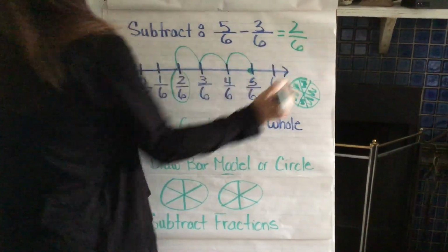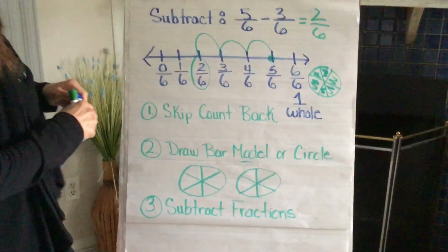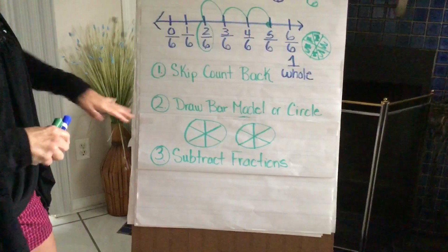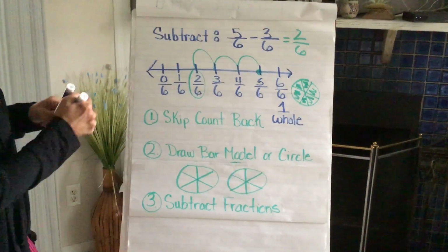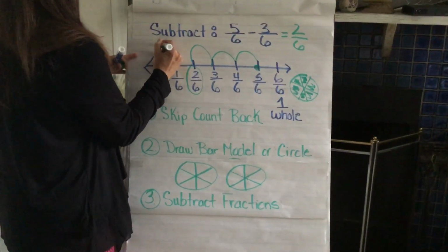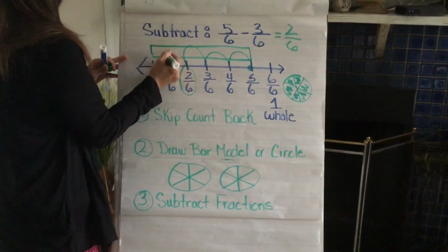Blaine, I know you're going to like this because you were always drawing number lines in class when we did show a way that you could do it. Next, you can do a bar model or a circle. So a bar model is kind of like what we did before. We know we have 5/6, so it's a little bit different. We can draw a bar model, 5/6, right?